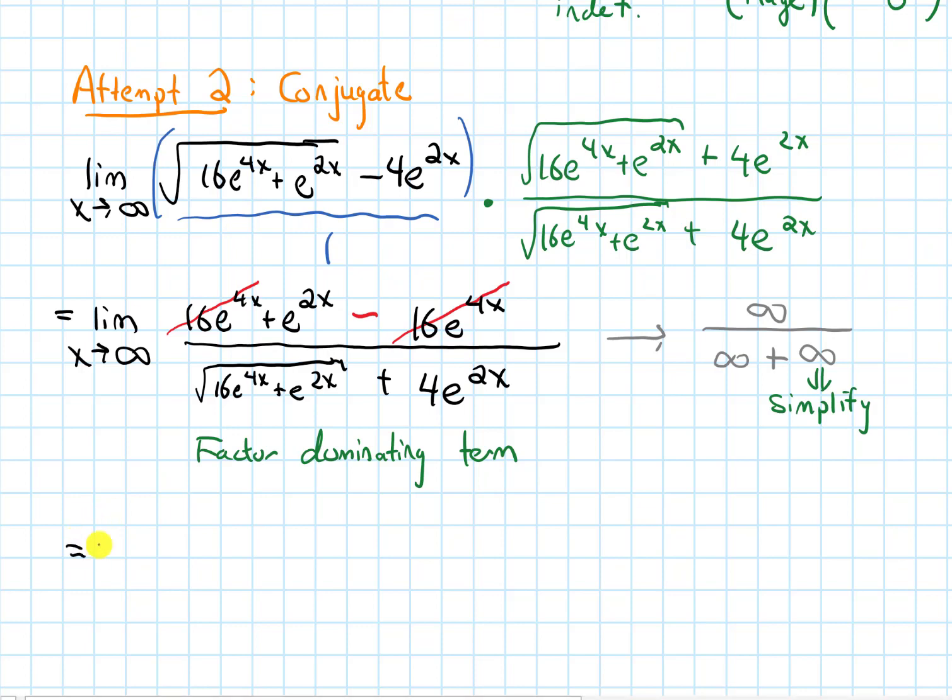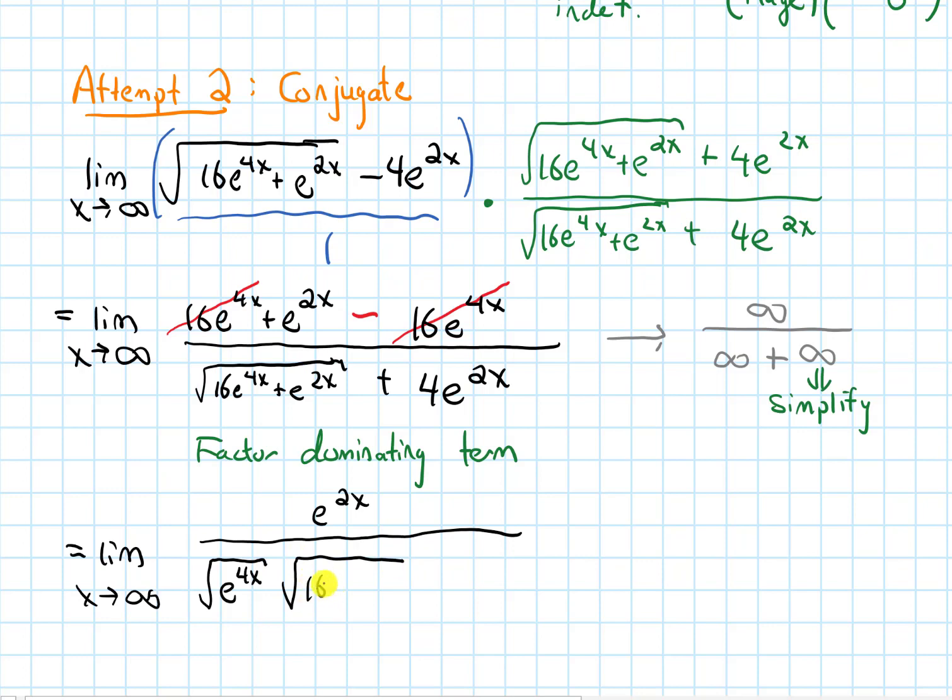Okay, so we have this limit as x goes to infinity. I have that e to the 2x on the top. On the denominator from the square root, let's factor out e to the 4x. And let's just separate that as well. Square root of e to the 4x times the square root of the stuff that's left over, which is going to be 16. And then plus, from the next term, I'll have 1 over e to the 2x. So that simplification we've done before in attempt 1. Okay, and then plus that 4e to the 2x term.